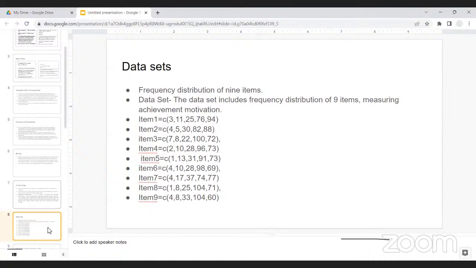So you will find the 9 items are there. Okay, and you will find the frequency distribution. In case of item 5, the relative frequency is 1. Most of the time you will find, except item 3, all the observed frequency is less than 5.